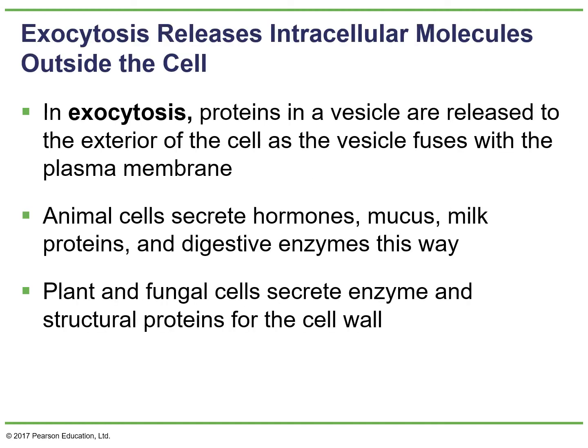There are two methods of transporting materials across the plasma membrane. First is exocytosis, second is endocytosis. We will consider exocytosis first. In exocytosis, proteins in a vesicle are released to the exterior of the cell as the membrane fuses with the plasma membrane. A variety of proteins are exported from both animal and plant cells by means of exocytosis. For example, animal cells secrete peptide and protein hormones, mucus, milk proteins, and digestive enzymes via exocytosis.